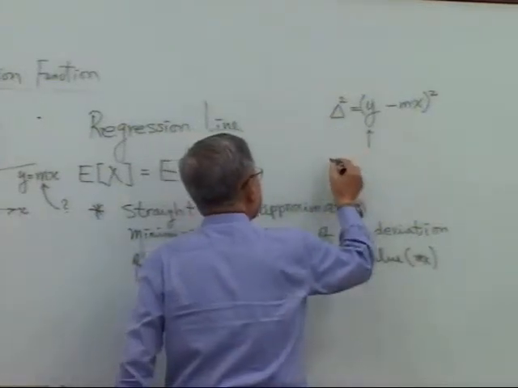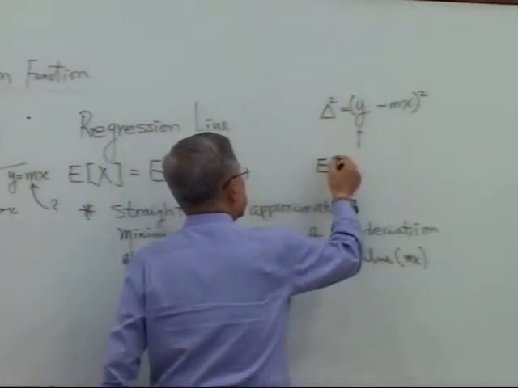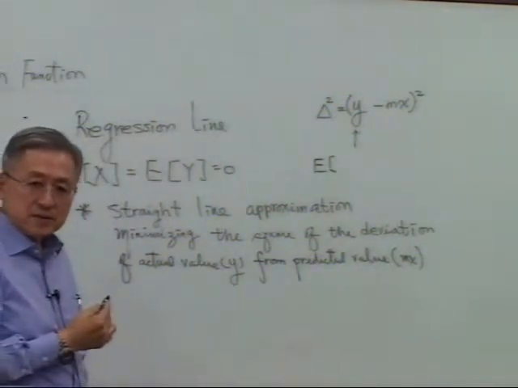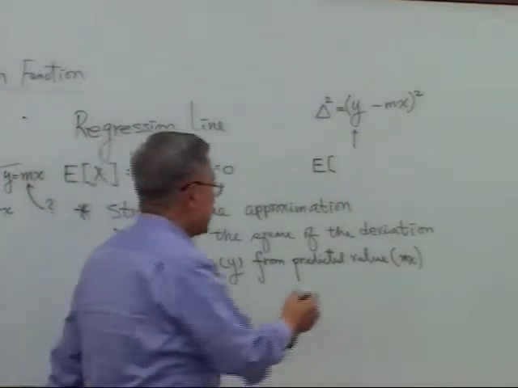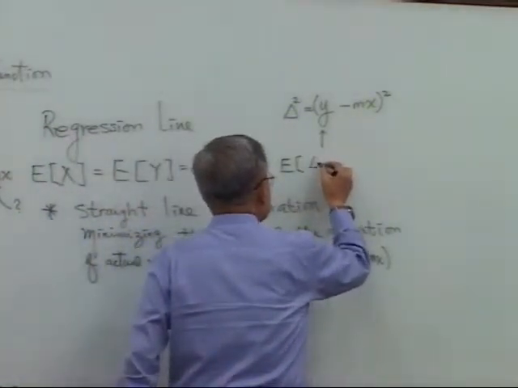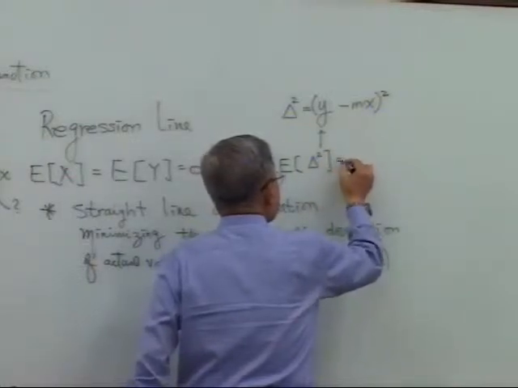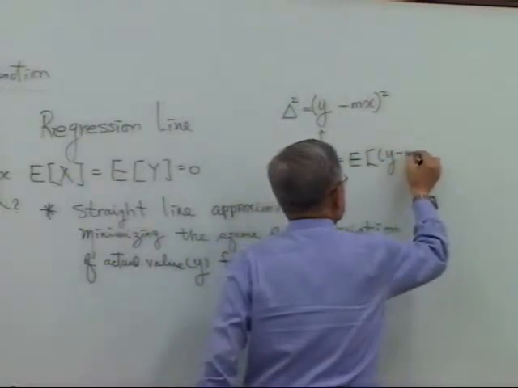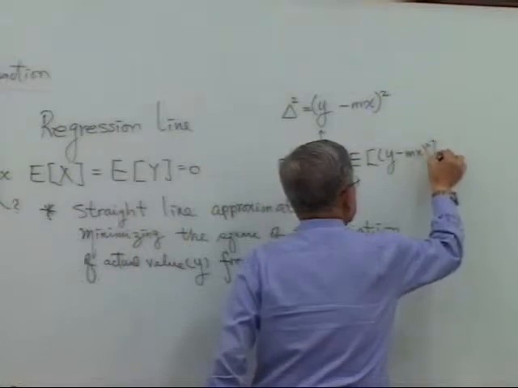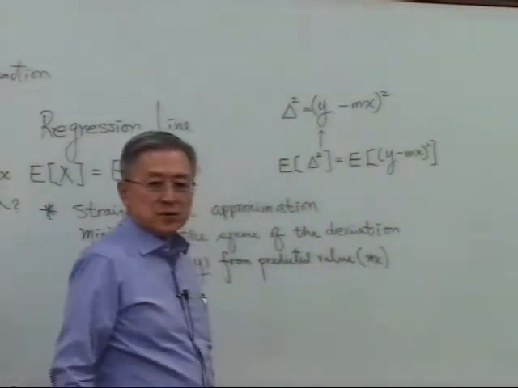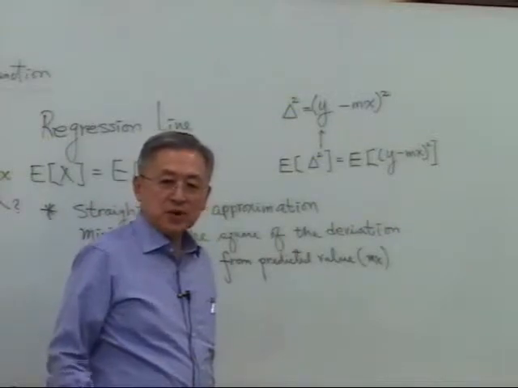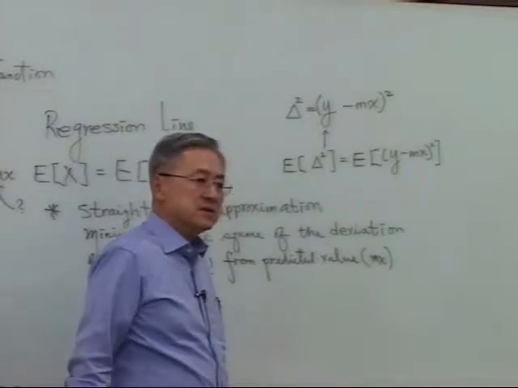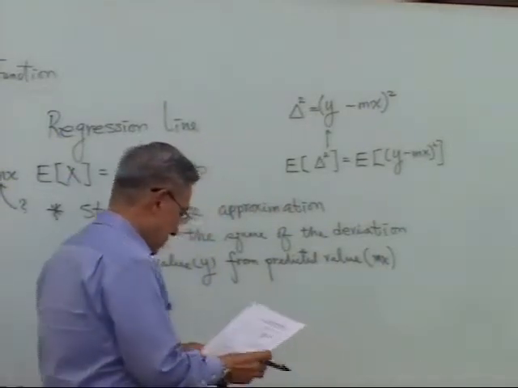Here I'm going to take the average, the expected value. We have many data points to deal with, so expected value is the best choice. It is the expected value of delta squared, E of (y minus mx) squared. Now you are in the position to minimize it: minimize the expected value of the deviation squared.